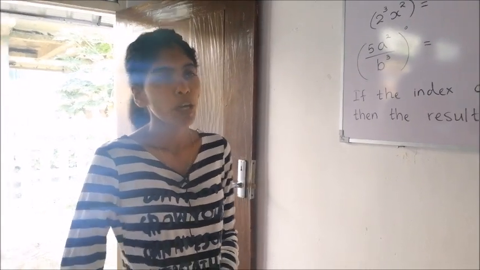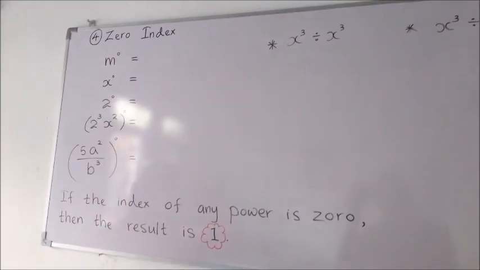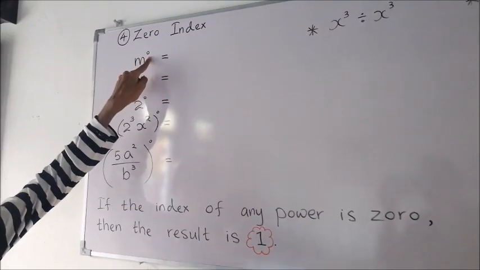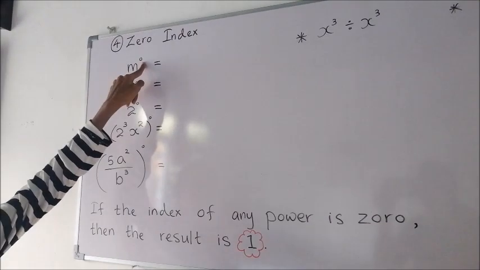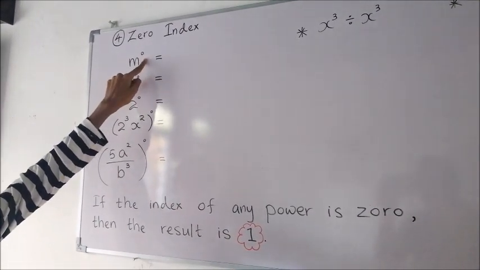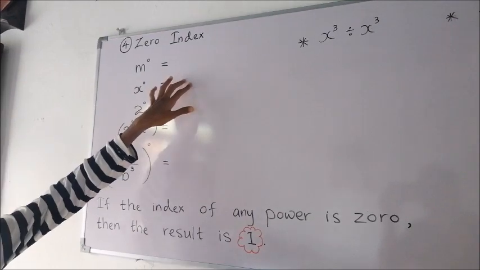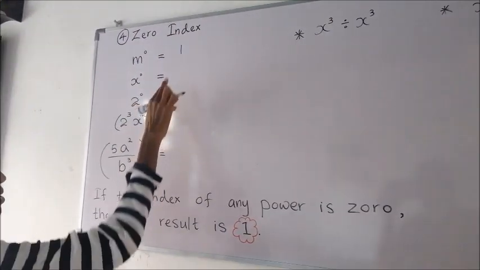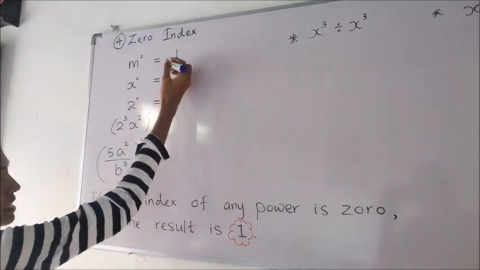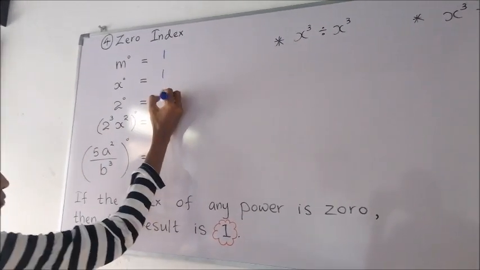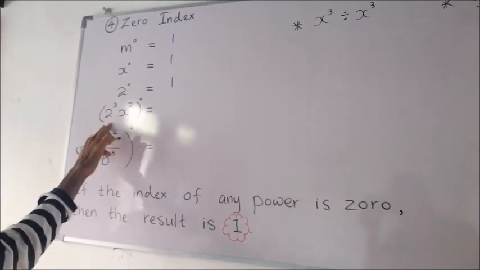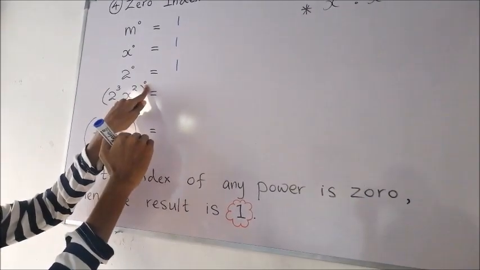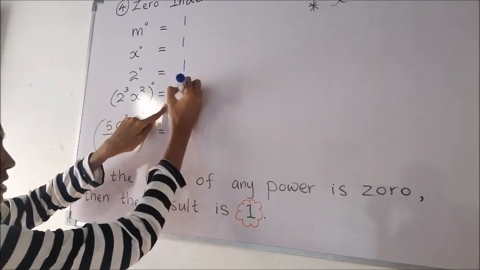Now children, our fourth part is the 0 index, right? You should know that this is the index of a power. So if the index of any power is 0, then the full result is 1, right? That means m to the power 0 is 1. Then here also the result is 1. Why? The index is 0. Though it is a little bit complex, for the whole thing we have put the 0 index, right? That means the result is 1.